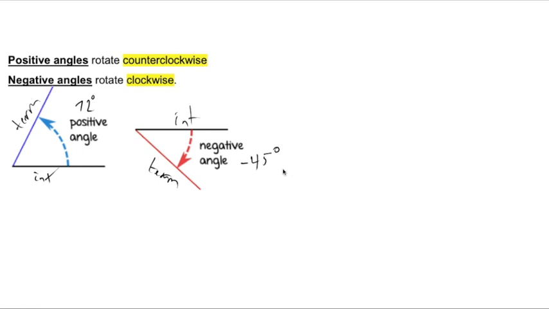The polarity of these angles tells us which direction it rotated to create this angle. And that's important because we need to know which way things rotate in order to know how they started and where they ended up.